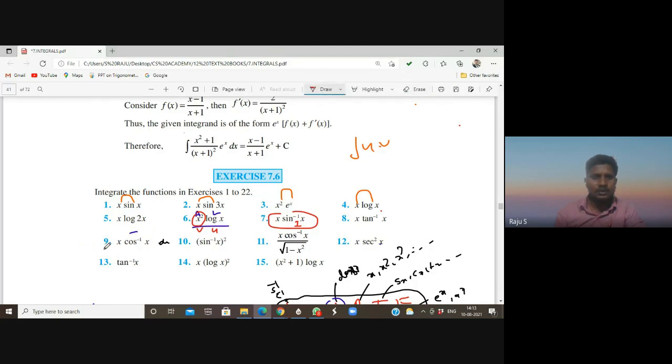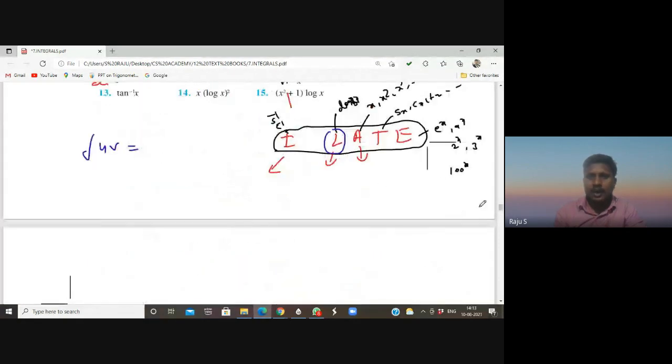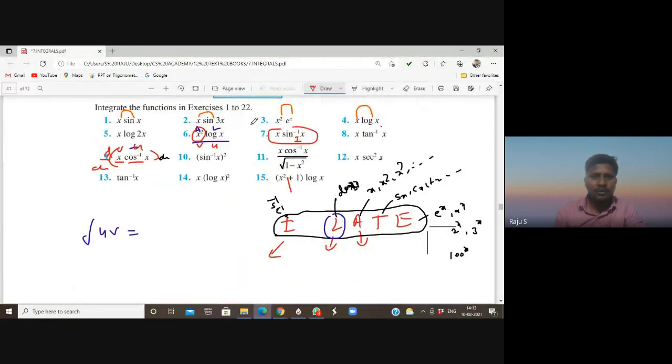That's your wish. Either you may take u as x and v as cos inverse x, or you may take u as cos inverse x and v as x. Order is not necessary while differentiating, but while doing integration, order is compulsory. Otherwise, for example, while doing the integration, first, what is u? This is u, this is v.